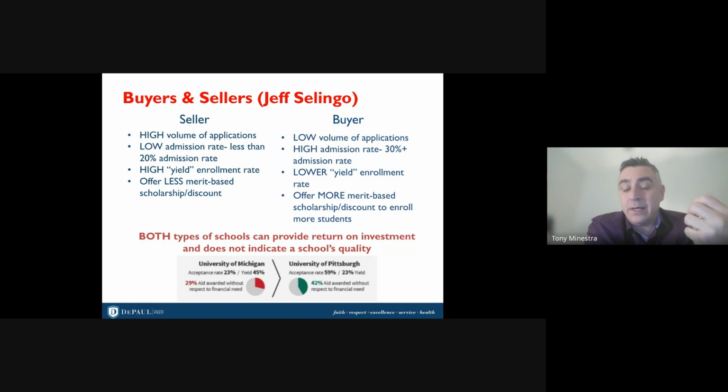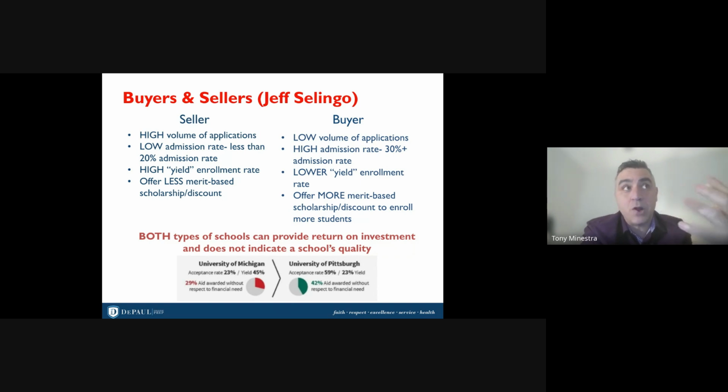A seller has a high volume of applications, right? They have a lot to choose from. A place like UCLA, for example, has 100,000 plus applications for, I don't know, an incoming class of maybe 8 to 10,000 students. So they're going to deny 90% of the applications, right? They have a high volume of apps. Because of the high volume of apps, they're not increasing the number of seats at the school. They have a lower admission rate, okay? We consider sellers to be under 20% admit rate, right? So they're denying 75 to 80% of the applications applied, right?